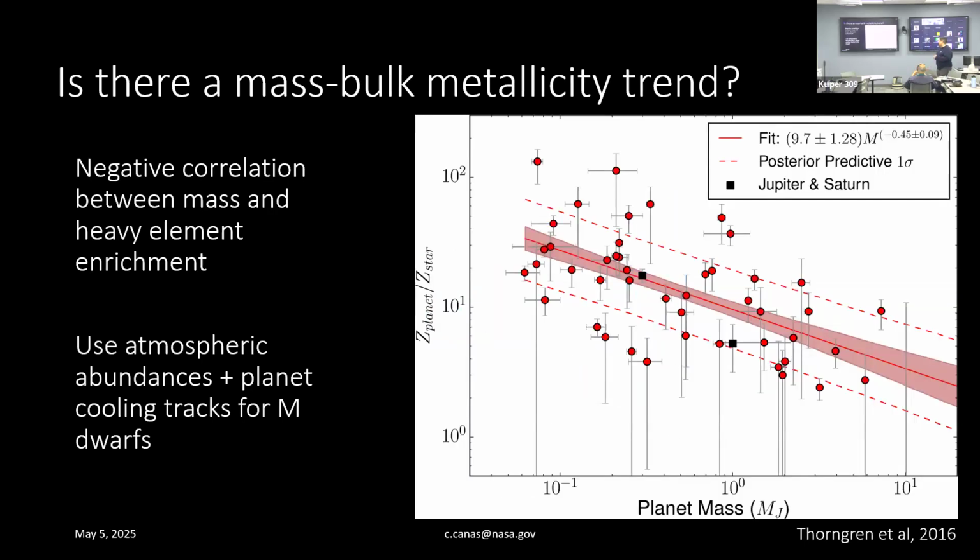We were also interested in, is there a mass-bulk metallicity trend? Particularly, a negative correlation between mass and heavy element abundance in gas giants has been seen as something indicative of core accretion being at play. This is particularly from Thorngren et al. 2016. But in this case, we were interested in using measurements that we get from JWST, so atmospheric abundances, basically the Z that we get from the atmosphere, as a constraint for modeling our interior. Ideally, we want to use our atmospheric abundances plus planet cooling tracks for these gas giants to get a sense for what the bulk metallicity enrichment in these planets is, and how it compares to what we see in the sample of hot Jupiters, and of course in the sample from the solar system.